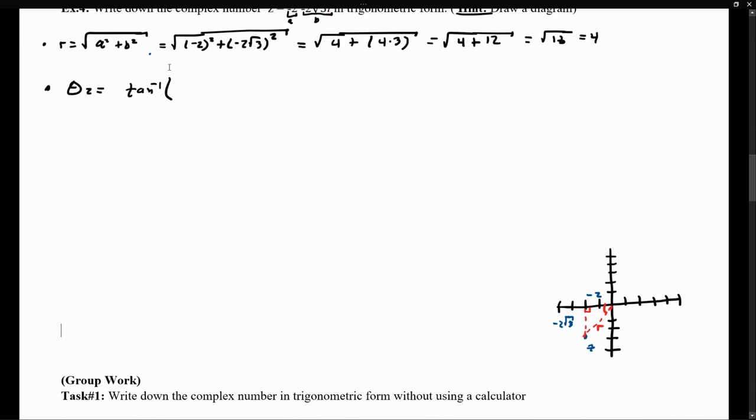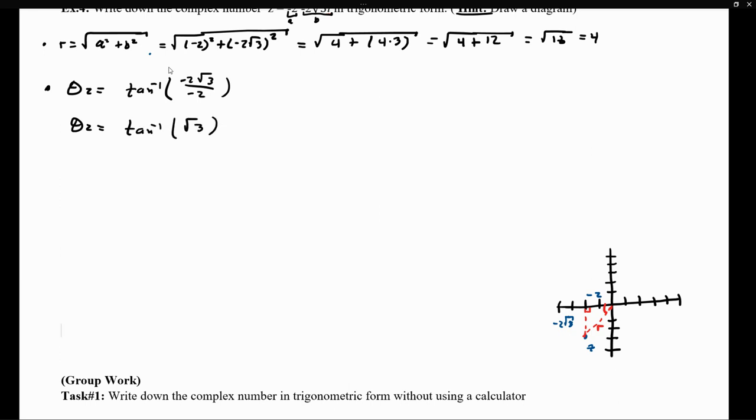in this case, b is negative 2 square root of 3, and a is negative 2, which, if we simplify this a little further, we have that this is just the square root of 3. And if we use our graphing calculator, you will see that the inverse of tangent of square root of 3, that's nothing more than pi over 3.